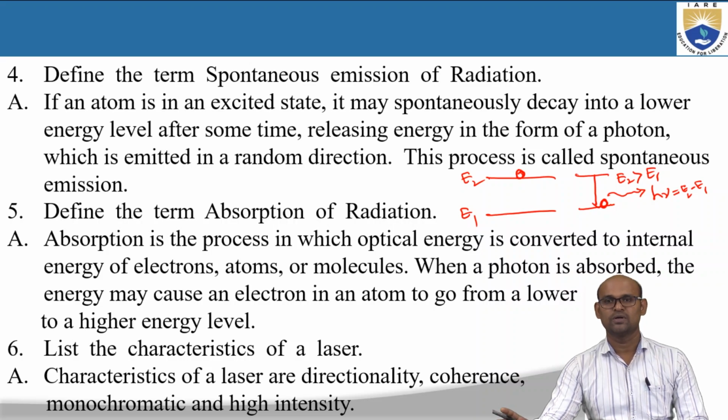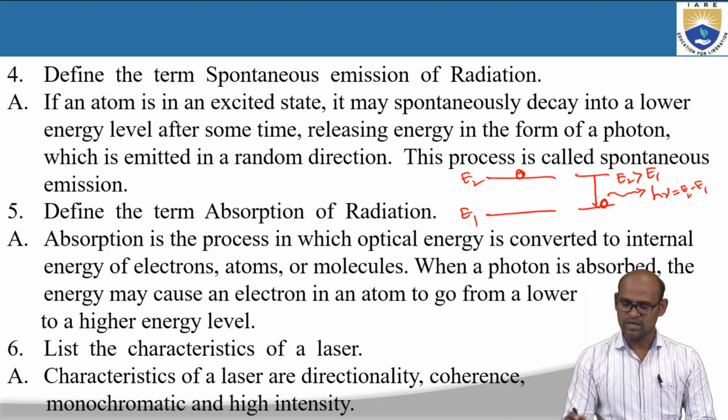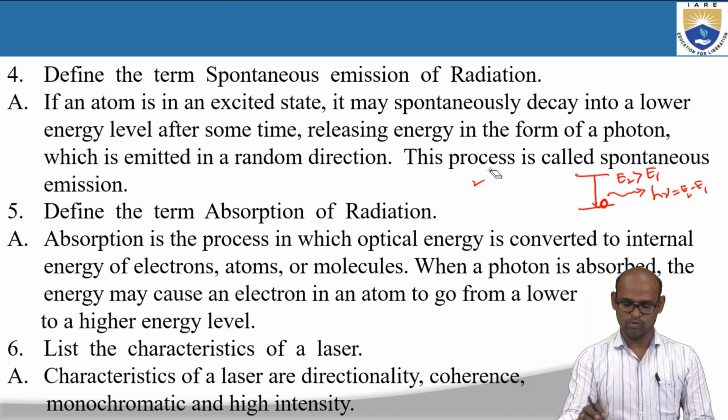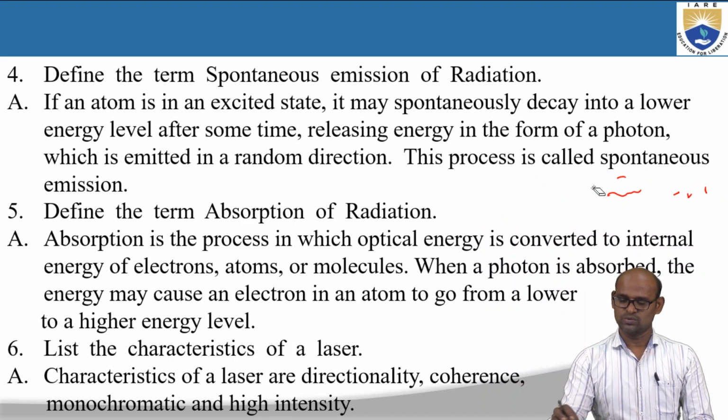Define the term absorption of radiation. Absorption is the process in which optical energy is converted into internal energy of electrons, atoms or molecules. When a photon is absorbed, the energy may cause an electron in an atom to go from a lower energy level to a higher energy level. Here we are discussing the atom.